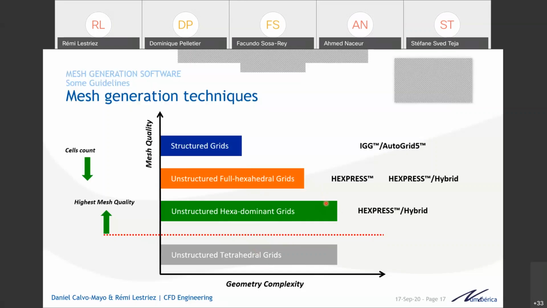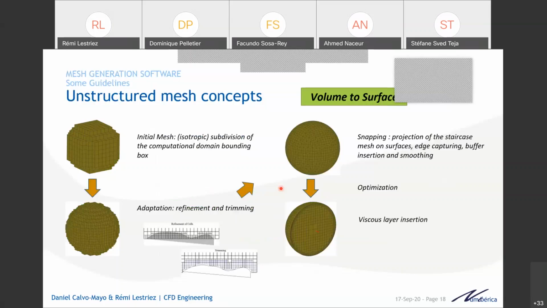If you have a geometry with some defects, it is not clean. Otherwise, if you have a clean geometry, you can go to full X. So different concepts in the mesh generation and structure. So we work with volume to surface. There are other techniques that are surface to volume, but NumIbérica is volume to surface. And so you first generate an initial mesh, which is just a Cartesian mesh, a subdivision of your volume.